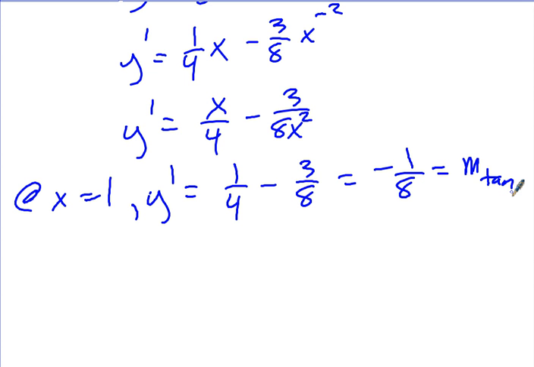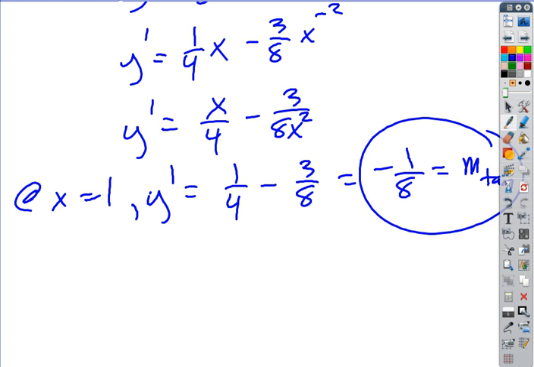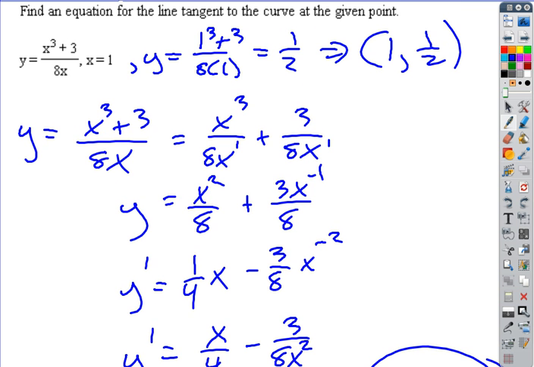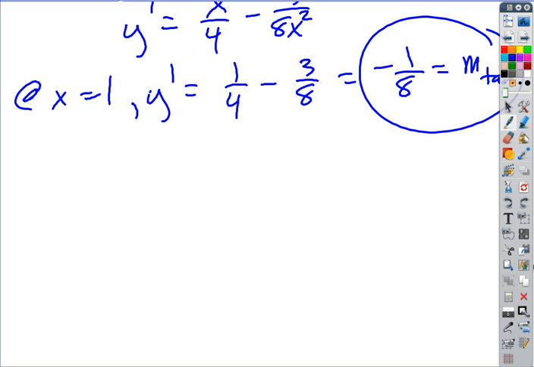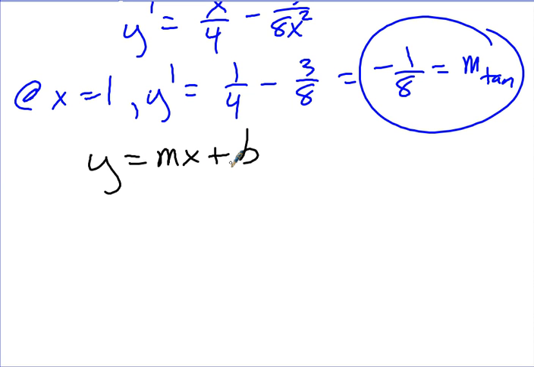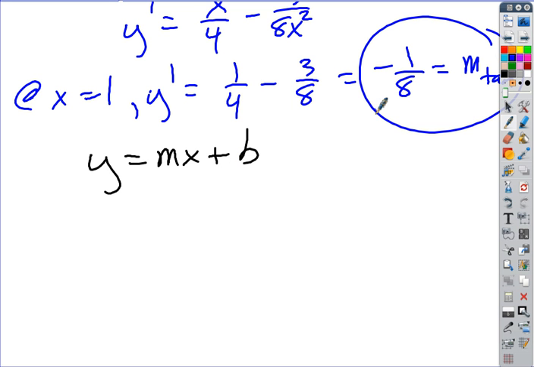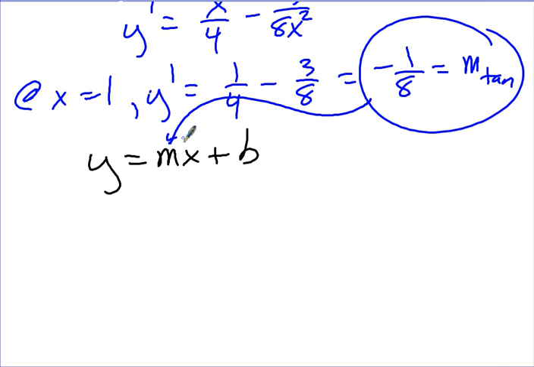So now I've got a slope, I've got a point, and now it's a piece of cake to get the equation of the line, right? So the point is 1, 1/2, slope is negative 1/8. I already know m. M is negative 1/8. The easiest way to find b would just be to plug in values of x and y. Plug in a solution, a point that's on the line, and solve for b.